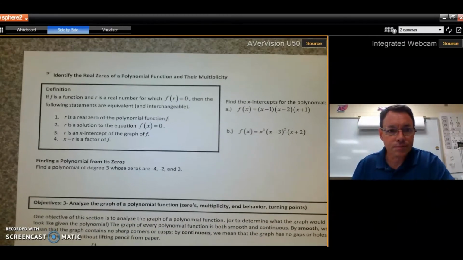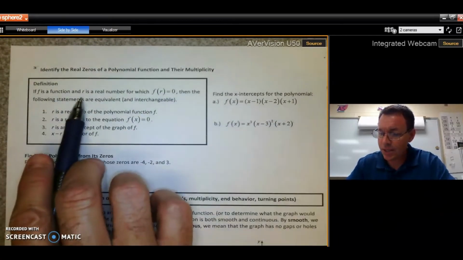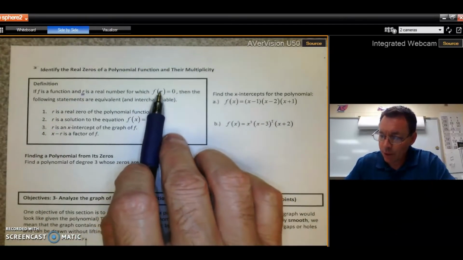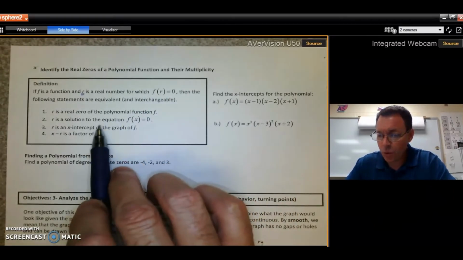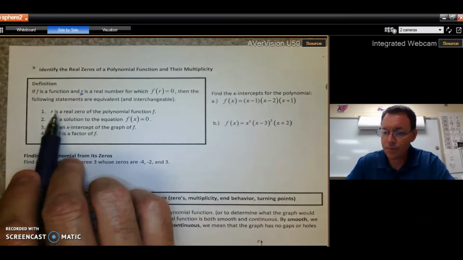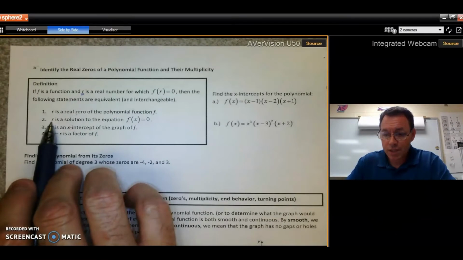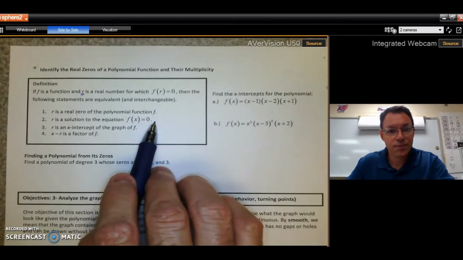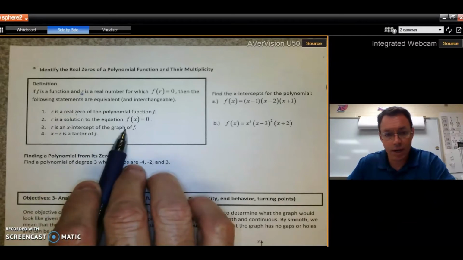All right. So identify the real zeros. So this little box right here is pretty much saying what I just said. If there is some number r, for which when I plug r into my function, I get 0 as an answer, then these following 4 things are all interchangeable. First off, plugging an r into a function, getting a 0, means that r is a 0 of the polynomial, which also means that r is a solution to this equation right here. If I set the function equal to 0, that would be one of my solutions, r. r is also an x-intercept of the graph.